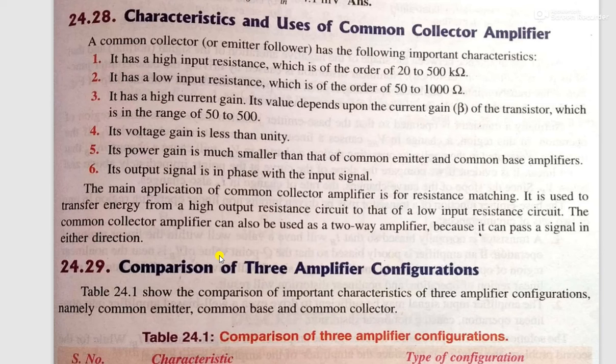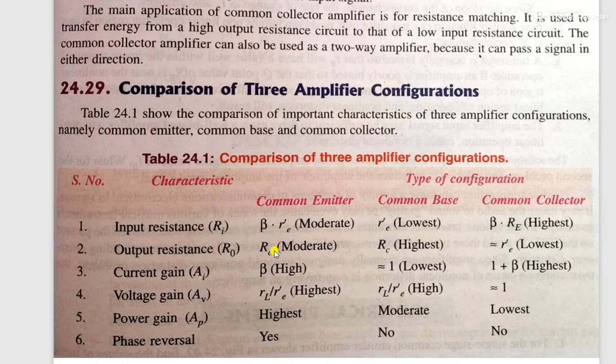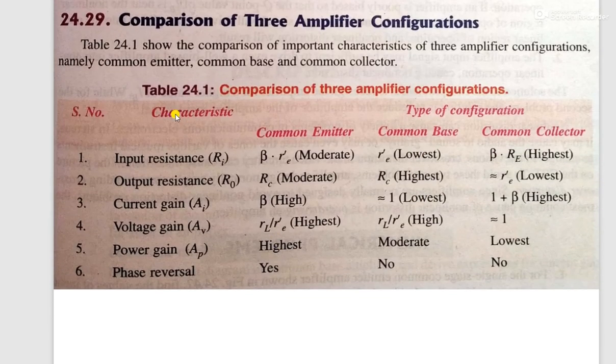And applications: the main application of common collector amplifier is for resistance matching. It is used to transfer energy from a high output resistance circuit to a low input resistance circuit. The common collector amplifier can also be used as a two-way amplifier because it can pass a signal in either direction. Most importantly, the comparison between the three configurations: common base, common emitter and common collector.